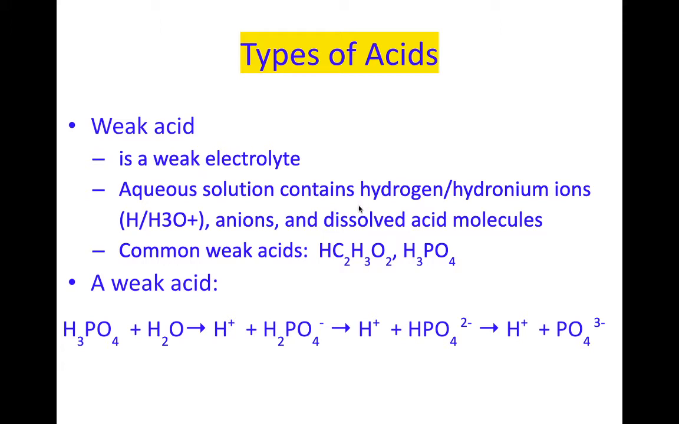Some examples would be HC2H3O2, which is acetic acid, and H3PO4, which is phosphoric acid. Acetic acid is vinegar. Okay, you know that is not a strong acid. H3PO4, phosphoric acid, as well as carbonic acid, which is H2CO3, those are actually found in colas, so you know they're not strong acids because if they were, you would not be able to drink them.